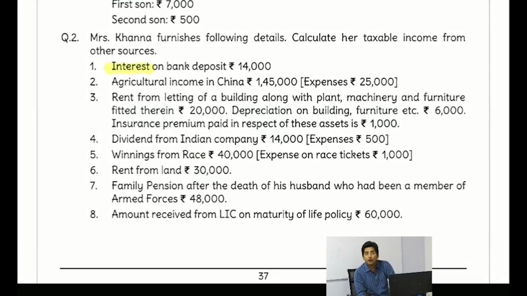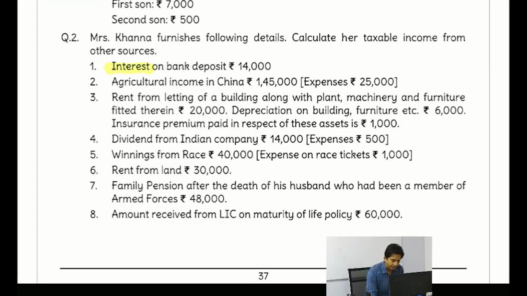Family pension after the death of husband who had been a member of the armed force. Army employee, then fully exempt under section 10(19). A 19 years old young girl, newly married, husband went to the border, died. So 10(19) fully exempt. So you will put dash. But there was something like standard deduction of 1/3 and all. But that is for general employees. This is not a general employee, this is an army employee. So fully exempt means you will put dash.